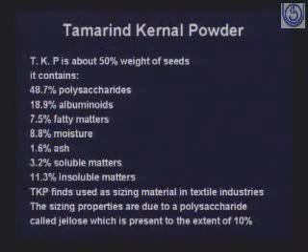Tamarind kernel powder, TKP, is about 50% of the weight of the seeds, and contains 48% polysaccharides, 18.9% albumin, 7 to 8% fatty matters, 8 to 9% moisture, 1.6% ash, 3.2% soluble matters, 11.3% insoluble matters. This is used in sizing in the textile industry.